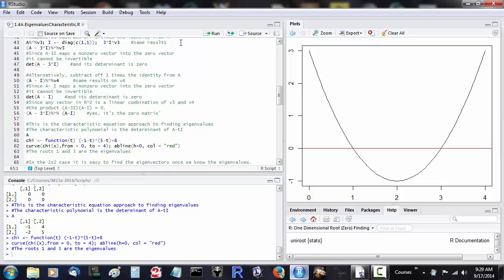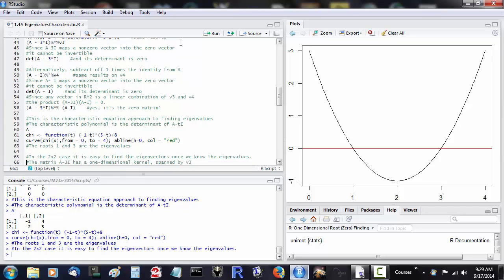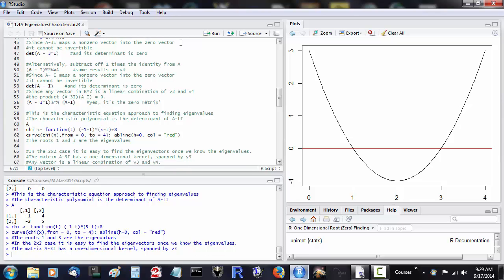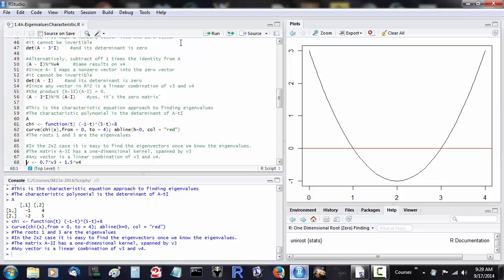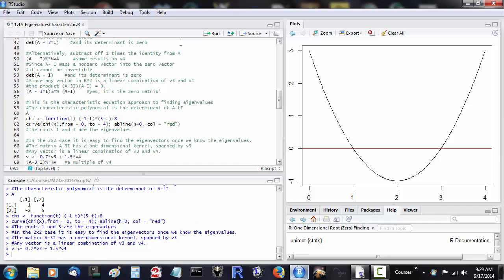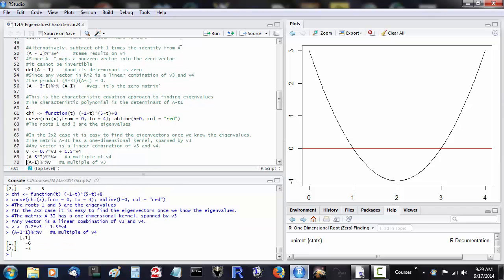In the 2 by 2 case, though not more generally, it's easy to find the eigenvectors once you know the eigenvalues. Here's my reasoning. The matrix A minus 3I, we've agreed, has a one-dimensional kernel. It's spanned by the eigenvector V3. Any vector in this two-dimensional space is a linear combination of the basis eigenvectors V3 and V4, and therefore if I hit this arbitrary vector V with A minus 3I, the term involving V3 gets killed off. What's left is a multiple of V4, and we have found the other eigenvector.